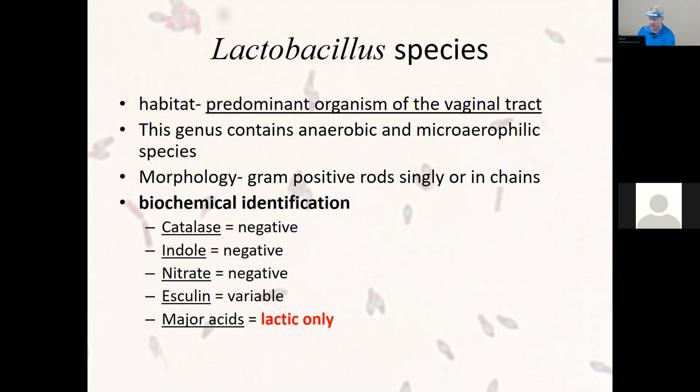Morphology, gram-positive rod, single or in chains. We do see chains. Biochemically, it looks inert too. Catalase negative, indole negative, nitrate negative, and variable esculin. We always love when they put variable esculin. The major acid is lactic only, lactic acid. That's how Lactobacillus gets its name.